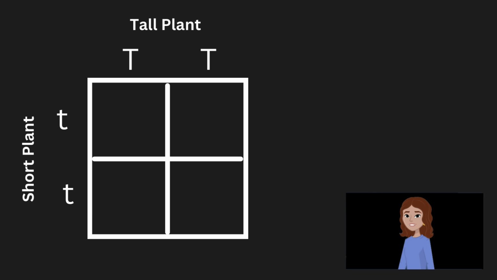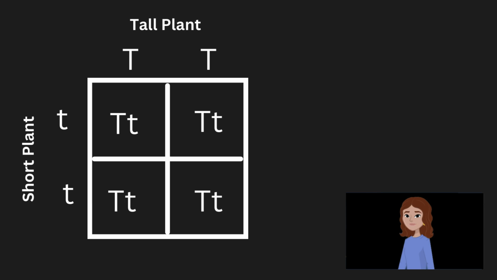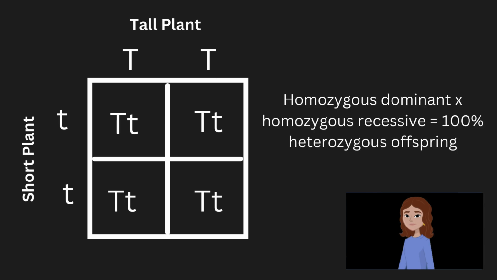Now, we know that each plant will donate one allele to each genotype. So in the first box, we take the big T from the tall plant and the little t from the short plant, resulting in the genotype big T, little t. I will do that in each square, and once again, they are all big T, little t. So we can say with 100% certainty that all of the offspring of a homozygous dominant and a homozygous recessive trait will create what we call a heterozygous genotype, which means that only the dominant allele will be expressed. In this case, even though all of the offspring had one short allele, the tall allele is the only one that is expressed in the phenotype.